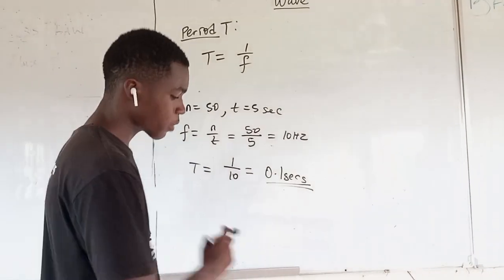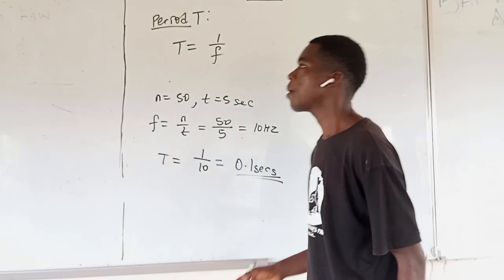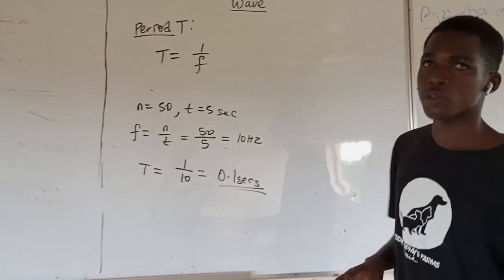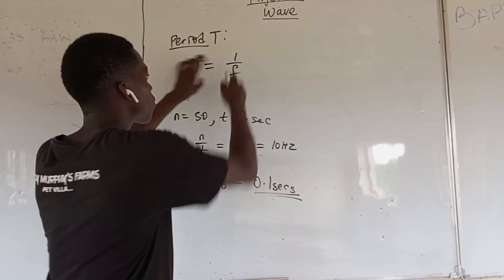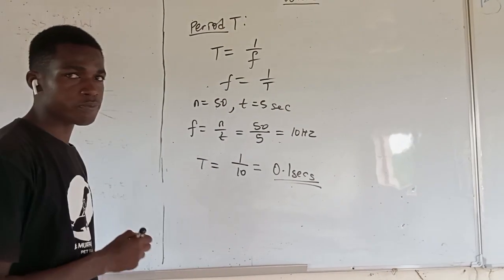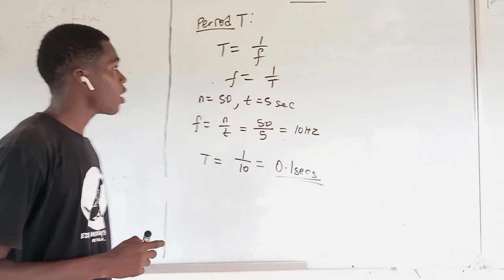So let us recap. Frequency is the number of oscillations performed per unit time, while period is the time taken to perform one oscillation. Period is the inverse of frequency, and frequency is also the inverse of period. Are we getting it now? Are we good to go?